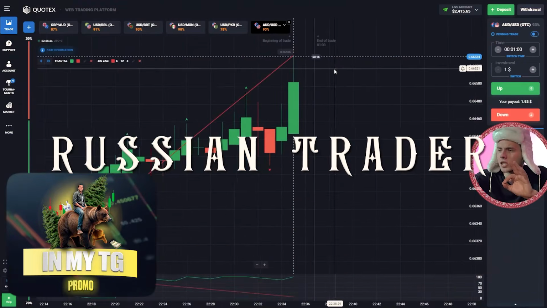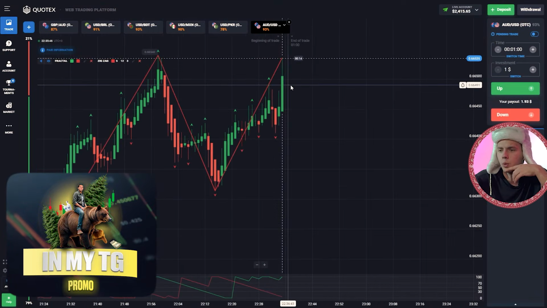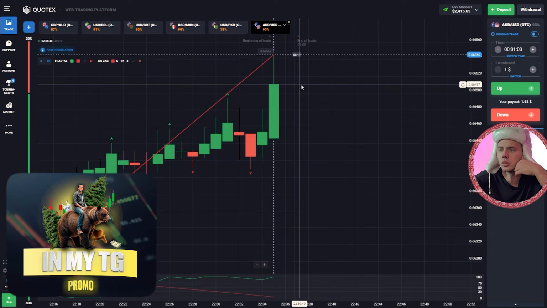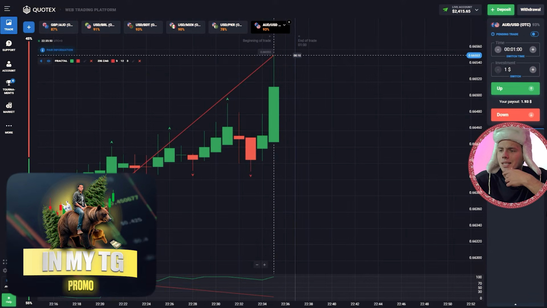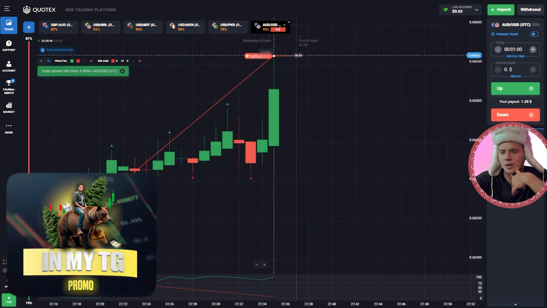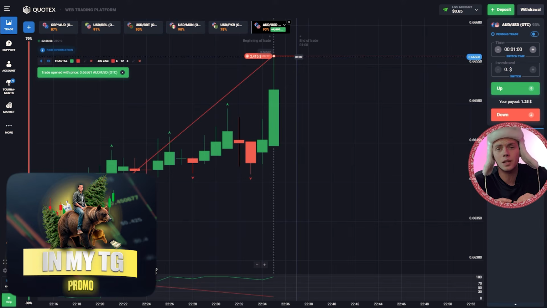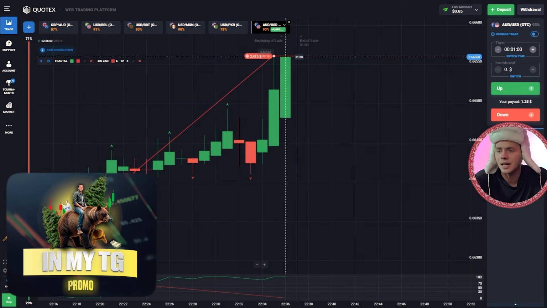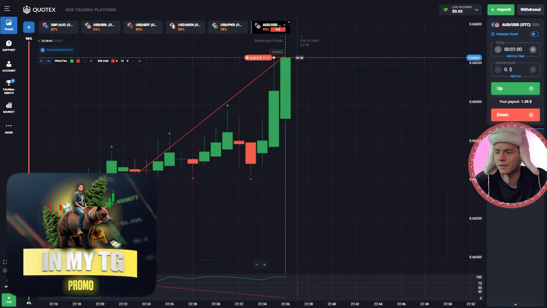Here we are taking a look at another trade right now. We have here Australian dollar to the US dollar. I think that right now we will go down, guys, because here we're in an overbought zone right now. The market needs to cool off, definitely. The market will need to cool off, guys.